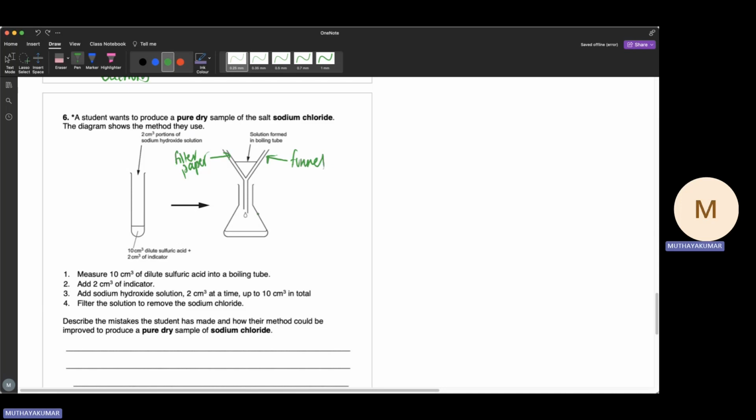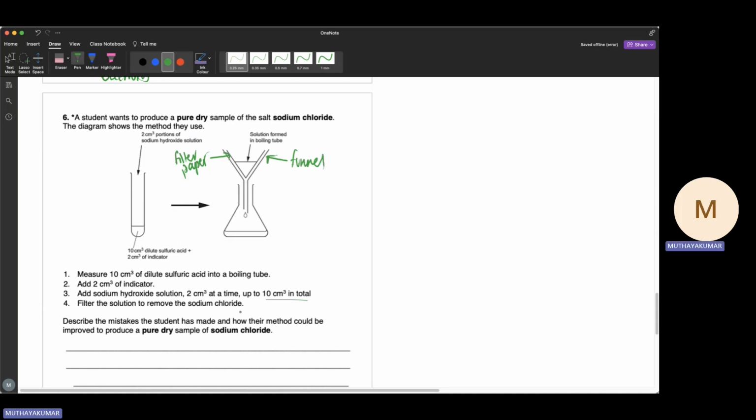If we read the method to get some more information, the method the student follows: measure 10 centimeters cubed of dilute sulfuric acid into the boiling tube, add 2 centimeters cubed of indicator. Step 3, add sodium hydroxide solution 2 centimeters cubed at a time, up to 10 centimeters cubed in total. Filter the solution to remove the sodium chloride.